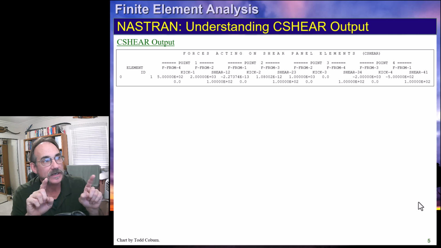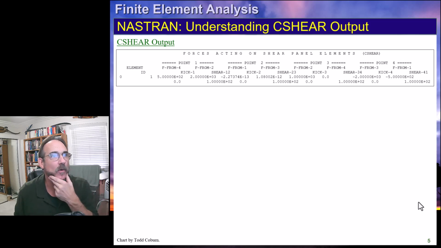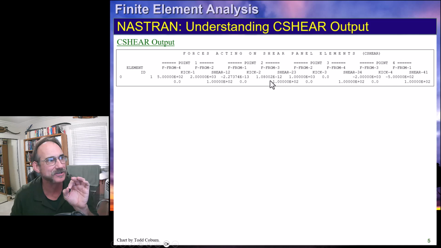This is the output coming out of NASTRAN for every CSHEAR element. You'll notice there's an element ID over here to the left. We have 4 points, point 1, 2, 3, 4, and there's a lot of data and it's arranged in a haphazard manner. So the force from 4 and the force from 2 at node 1, those are your corner forces. Your shear flow is the shear 1 to 2 value, which is identified here and shown here.